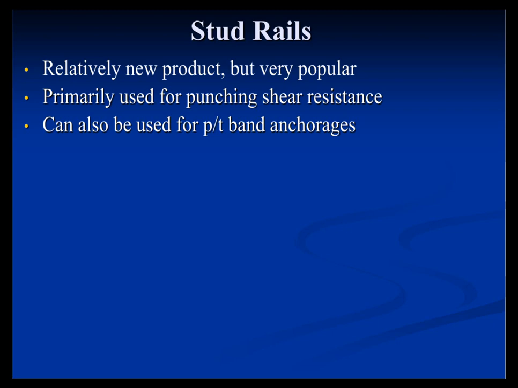Usually, aside from the punching shear resistance, we have used them for PT band anchorages for a long time. As I'll show you in a photograph later, there is an ACI section, and basically every time you have a band anchorage, the ACI code 318 has a figure that shows a U-bar. It's been like that for 20 or 30 years, whatever it's been. But for the most part, people on the West Coast, I would say, use band anchorages out of stud rails because they fit a lot better.